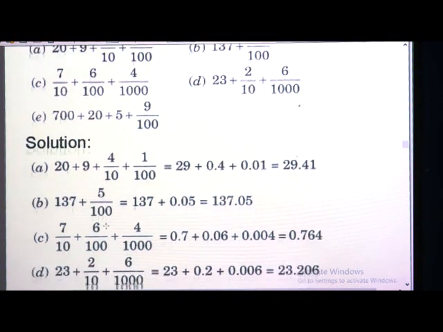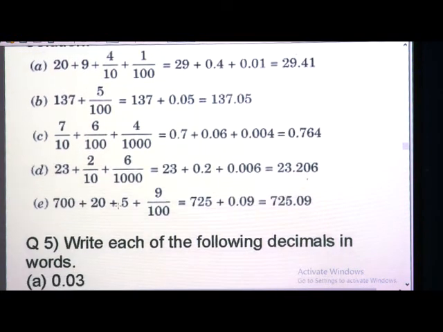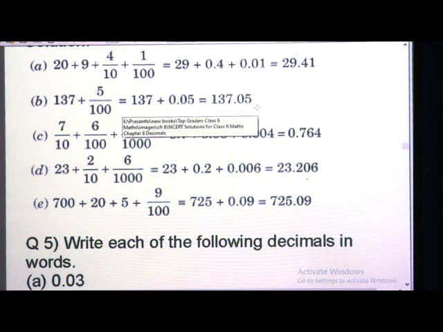Next question, 137 plus 5 by 100. 137 we write as it is, and 5 by 100 is written as 0.05. So, 137 plus 0.05 becomes 137.05.